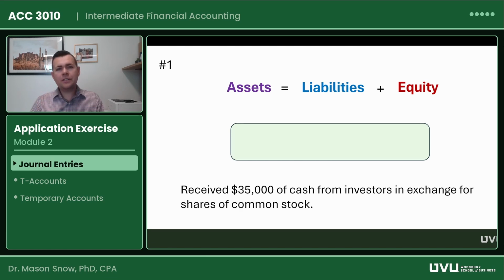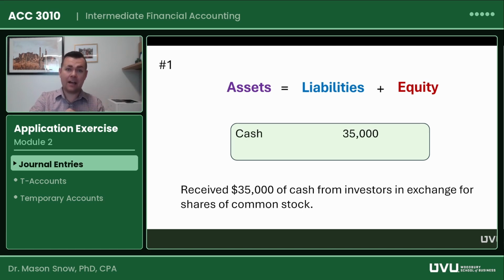For the first 3 transactions, I'm not just going to provide the journal entry, I also want to illustrate how the transaction impacts the accounting equation. So with number 1, we're receiving cash from investors. They've come to us to provide capital, and we're happy to give them part ownership of the company. So we get $35,000 cash.